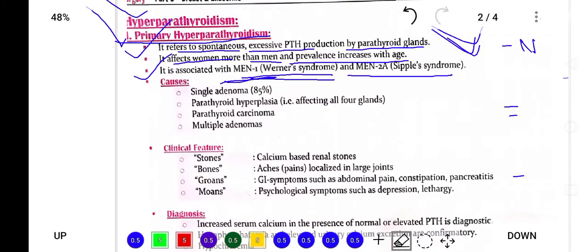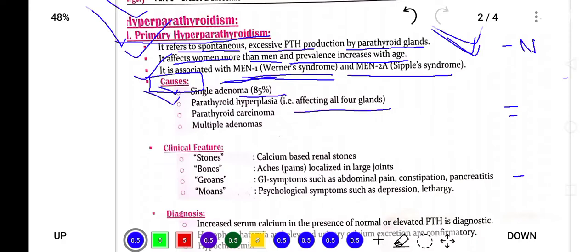Okay, so now coming to hyperparathyroidism, let us look at the causes. The causes of hyperparathyroidism are single adenoma of the parathyroid gland, most commonly at 85%, parathyroid gland hyperplasia, which affects all four glands, parathyroid carcinoma, and multiple adenomas. So neoplasia is the most common cause of hyperparathyroidism.